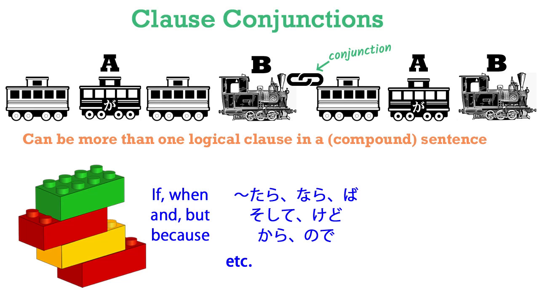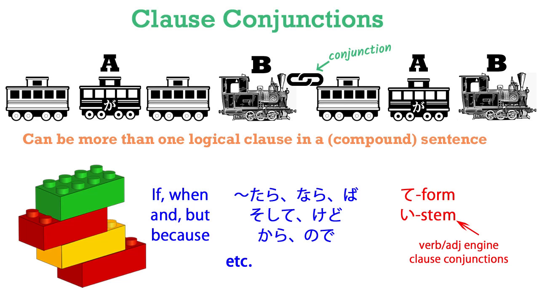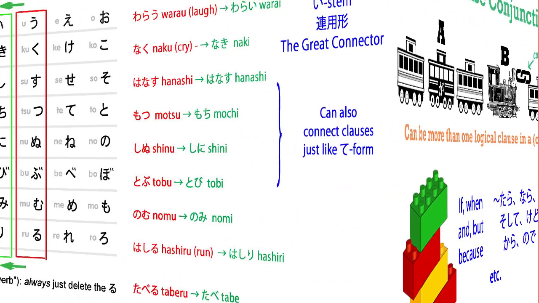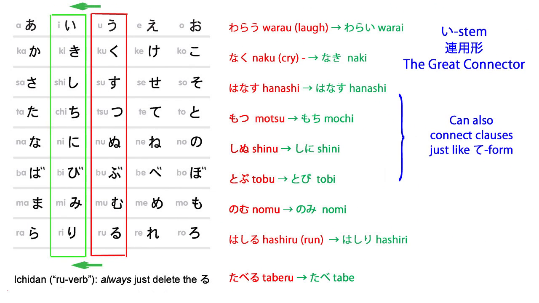And the two other kinds of conjunctions that we need to look out for are the te form, which can join two clauses together into a compound sentence, as we looked at in our first lesson on compound sentences, and the I stem of a verb. We've seen how the I stem is the main conjunctive stem out of the four stems of verbs. It can connect nouns to verbs, it can connect other verbs to verbs, it can connect various helpers to verbs, and it can also connect one logical clause to another.